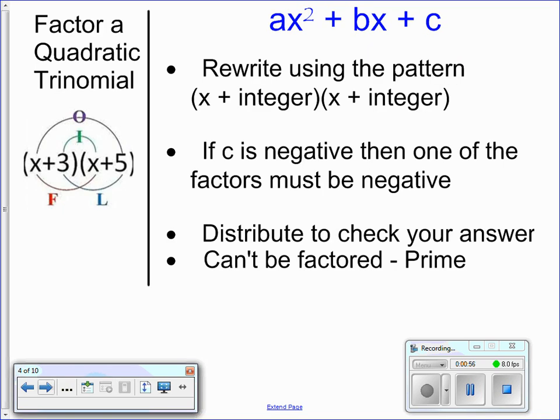When we find the two numbers that add together to equal b and multiply together to equal c, we put those two numbers here and here. They could be negative because if c is negative, one of the two factors has to be negative. Then you can just distribute to check your answer. If it can't be factored, we consider it prime, but this rarely happens.